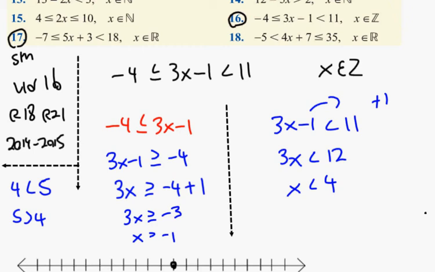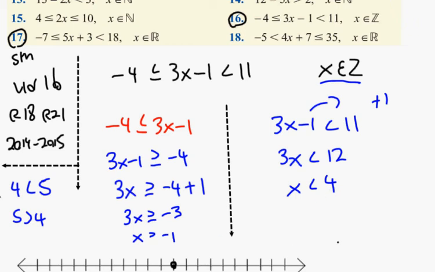Now, we want all the numbers that are integers. What does x element z mean? Decimals are not included, but minus numbers and 0 are included. Numbers like these are included. Okay? So what we're going to do is x is smaller than 4. What does that mean? Does that mean 4 is included? Not smaller than or equal to, it's smaller than.